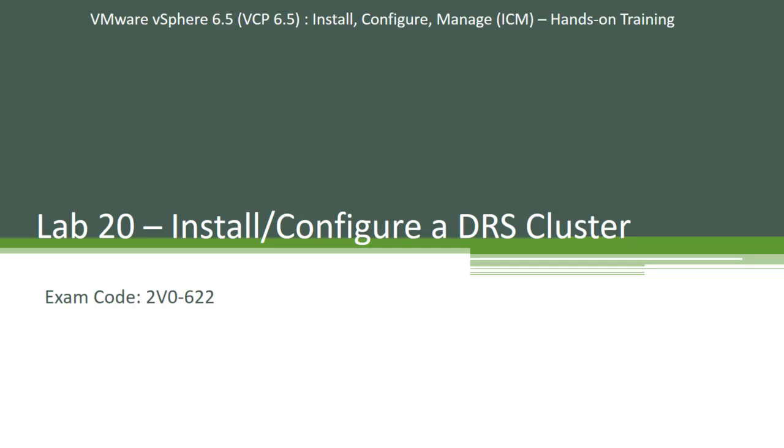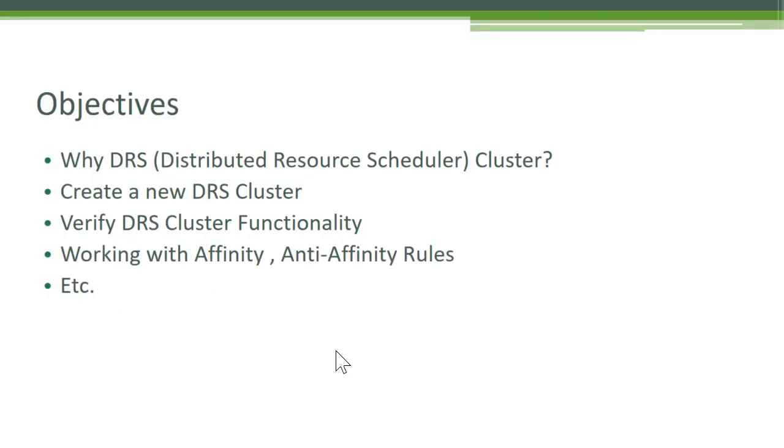In this lab, we'll work with our DRS cluster. DRS is the Distributed Resource Scheduler cluster. We'll take a look and configure the DRS cluster in this lab. This is the objective for this lab. We'll work with the DRS and see why we really need DRS. Then we'll look at how to create a new DRS cluster, verify the DRS cluster functionality, and also take a look at the affinity and anti-affinity rules.